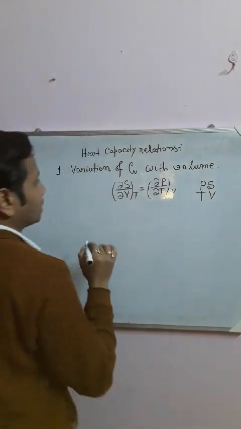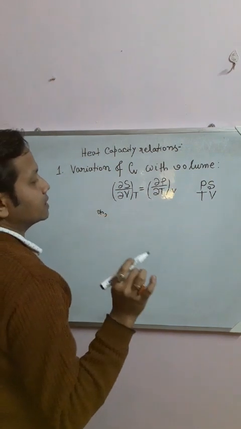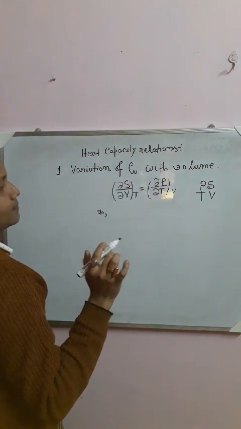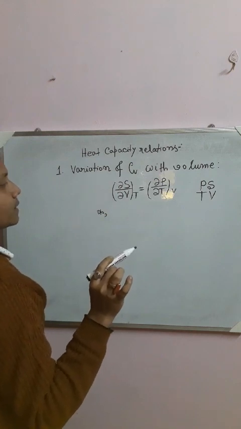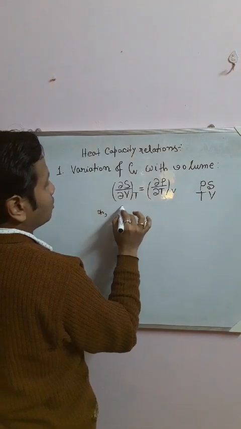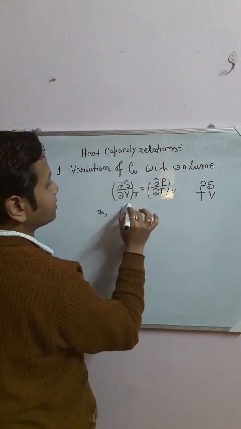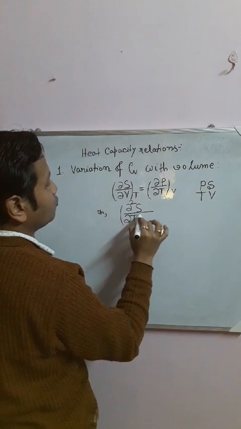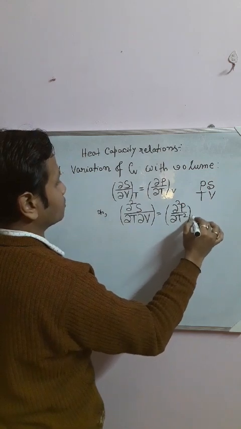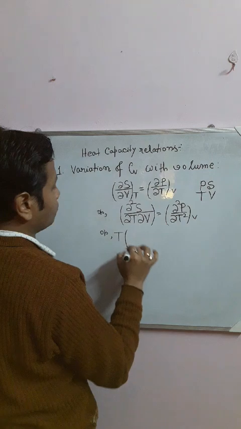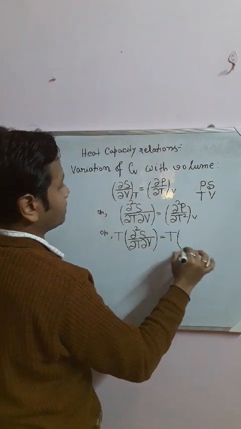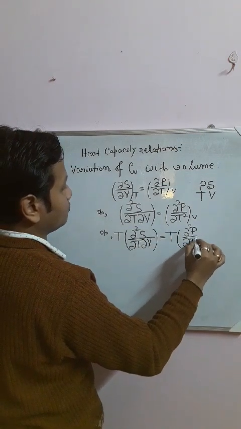Now we have to differentiate this relation with respect to T. So if we differentiate this expression with respect to T, we get del 2S del T del V equals del 2P del T2 at constant volume. Now we simply multiply both sides by T. So T into del 2S del T del V equals T into del 2P del T2 at constant volume.